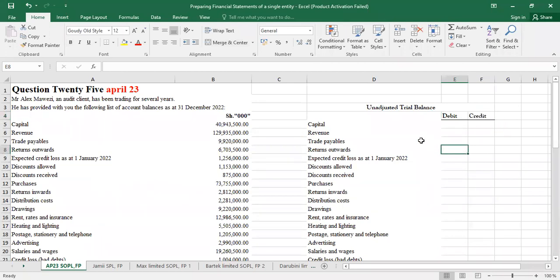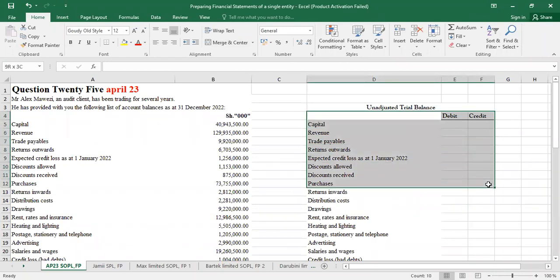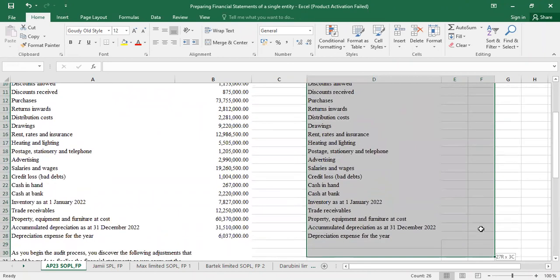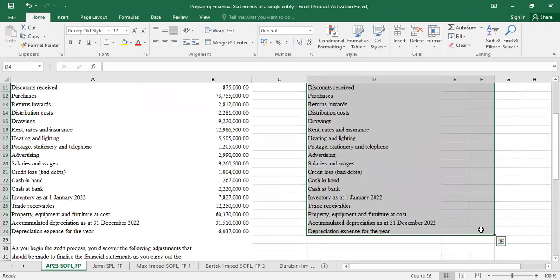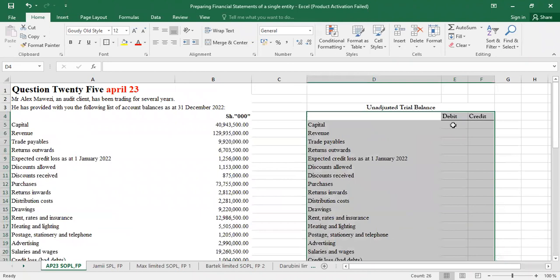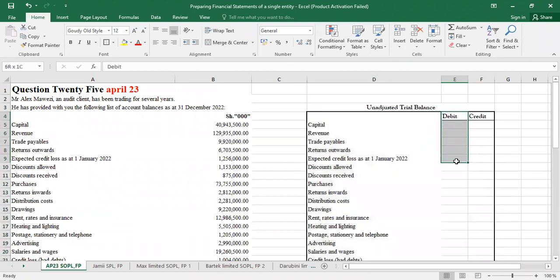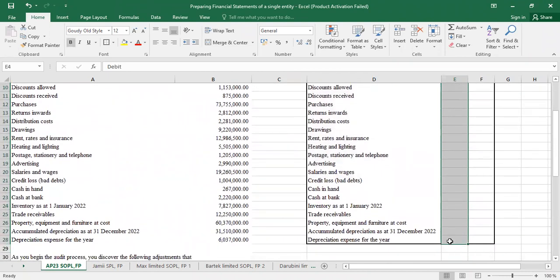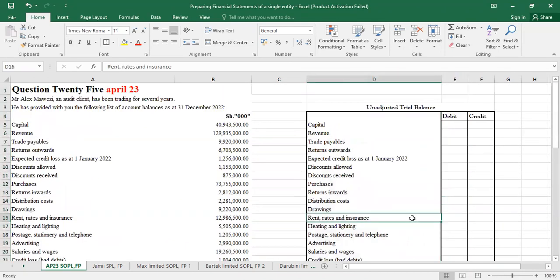Maybe I can also put the outside border so that it looks clean as we go by. Alt HBT, then I also do here Alt HBT, Alt HBT. That way. Then I'll just go to start directly. So this is the unadjusted.